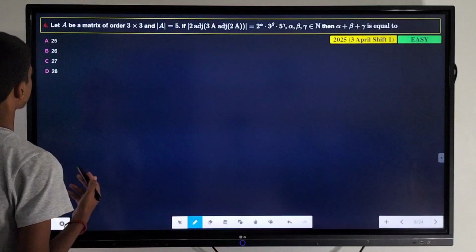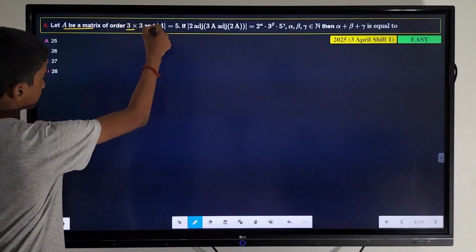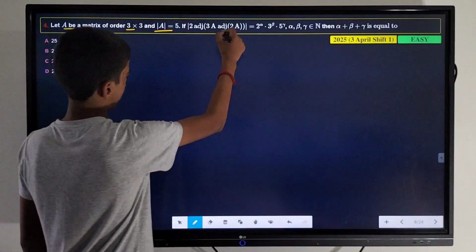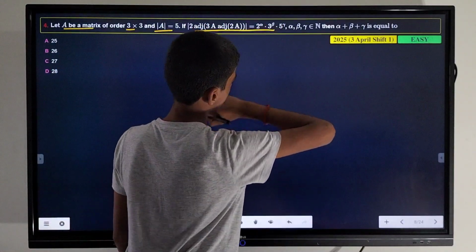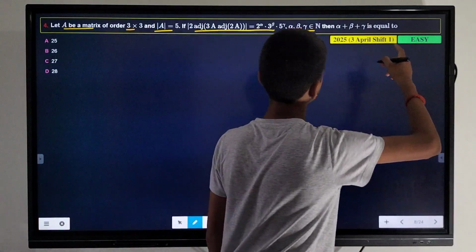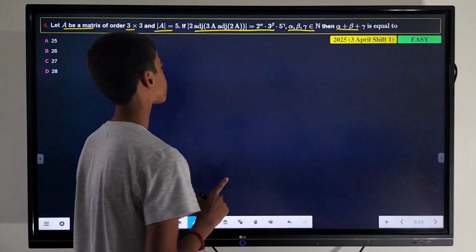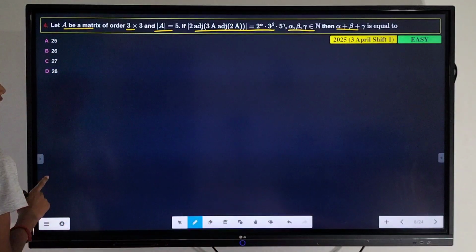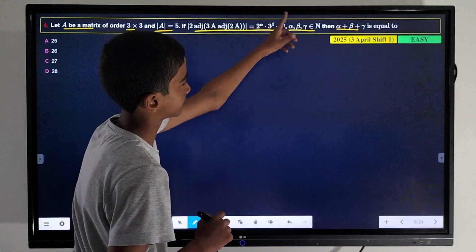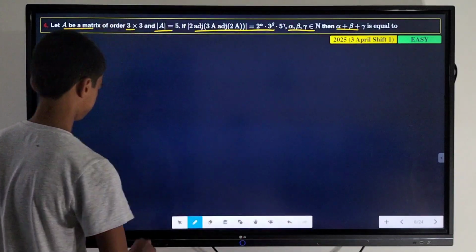This time our question says, let A be a matrix of order 3 cross 3, determinant of A is equal to 5. And here we have an equation, alpha, beta, gamma belongs to natural numbers. Then alpha plus beta plus gamma is equal to. So here in this question, first we will evaluate this equation to find alpha, beta, gamma. Then we will find alpha plus beta plus gamma.